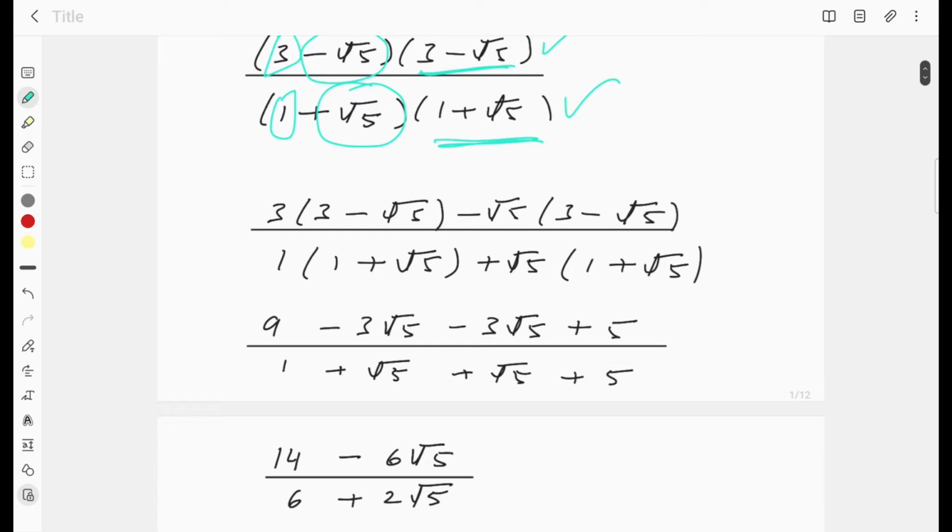So 3 into 3 is 9, 3 into under root 5 is 3 under root 5, under root 5 into 3 is 3 under root 5, under root 5 into under root 5 is 5. Now remember that if you have two things multiplying together like this, they will come out of this under root sign as this.